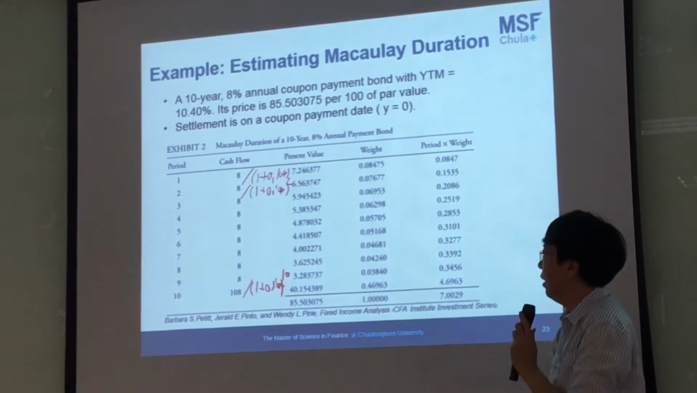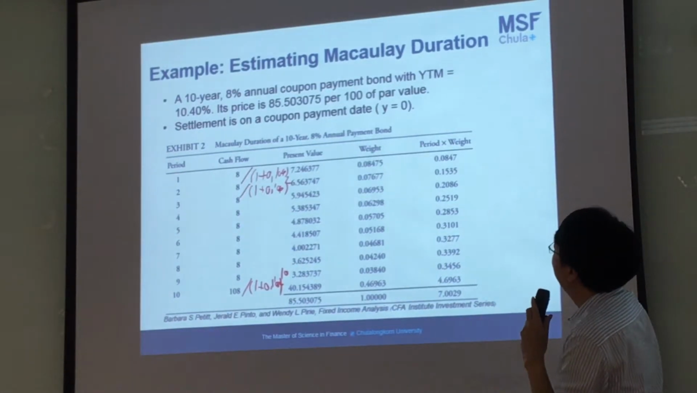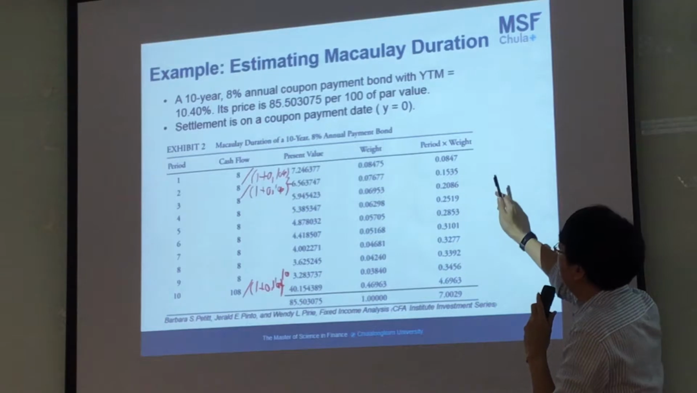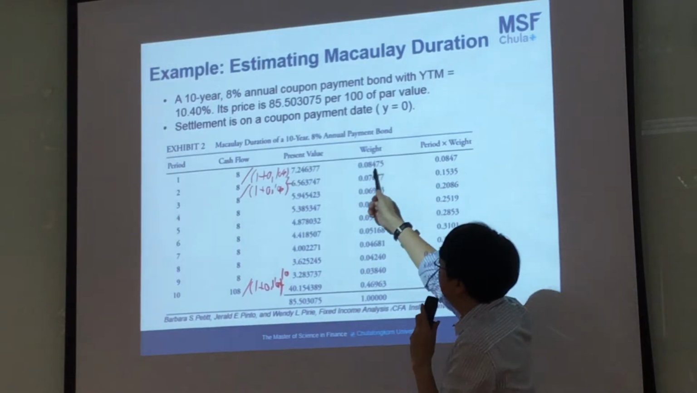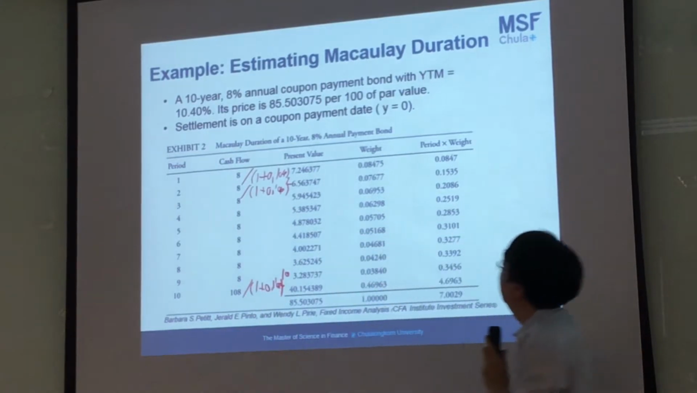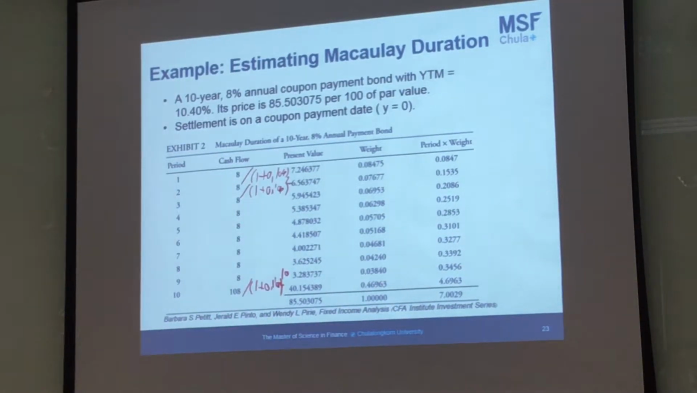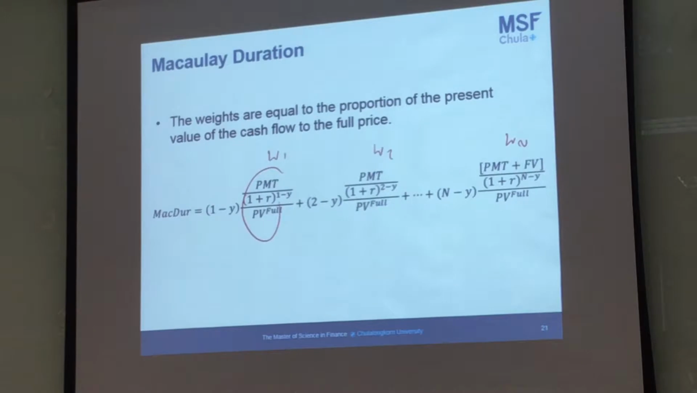Of course, in total you get 100% or 1, and then you multiply the weight with the time period. It's already indicated: the period multiplied by the weight. Just follow the formula here. 1 multiplied by the weight, 2 multiplied by the weight. This is the period.